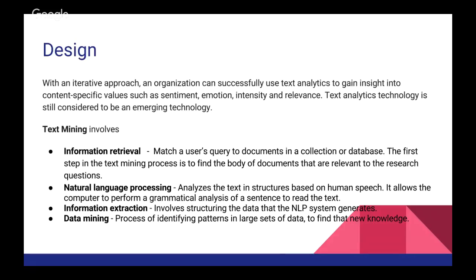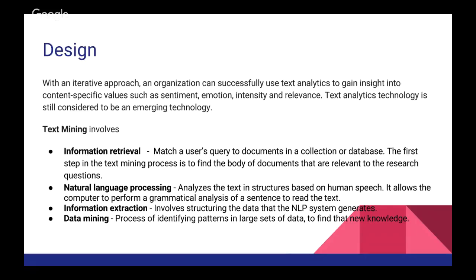Text mining involves information retrieval, which matches a user's query to documents in a collection or database. The first step in the text mining process is to find the body of documents that are relevant to the research questions. Natural language processing analyzes the text in structures based on human speech. It allows the computer to perform a grammatical analysis of a sentence to read the text. Information extraction involves structuring the data that the NLP system generates.